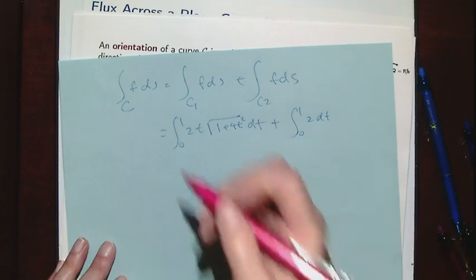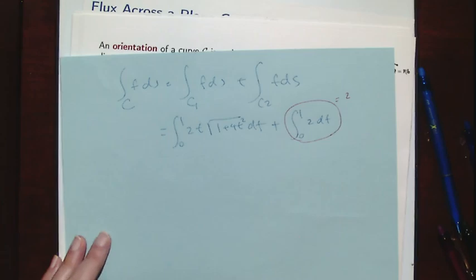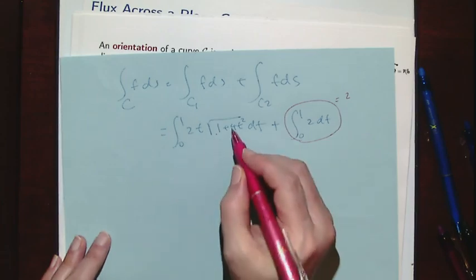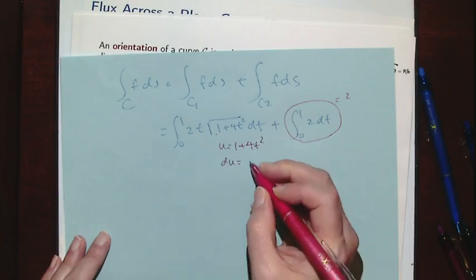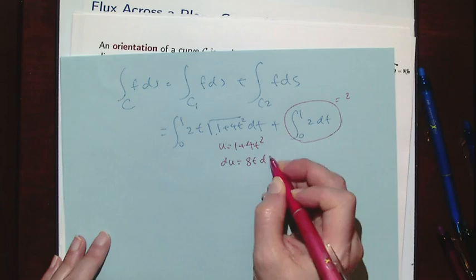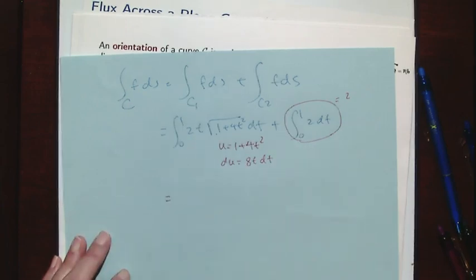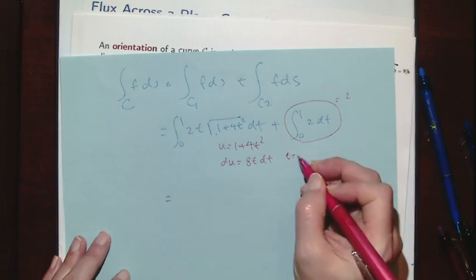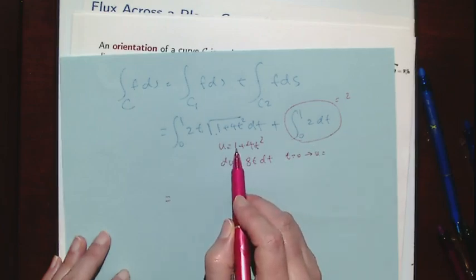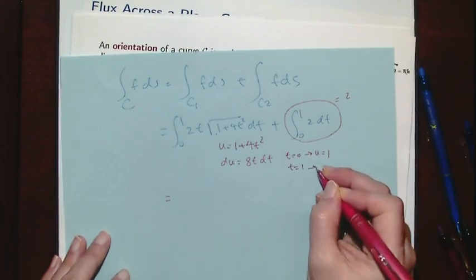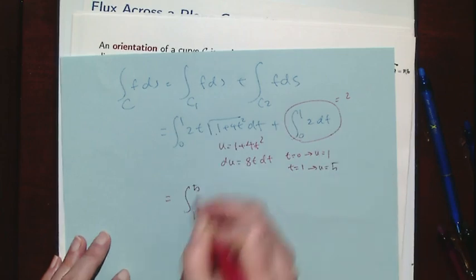So now what do I have? This one is easy to compute. That's just 2. Here, what I need is to have a u substitution, u equals 1 plus 4t squared. Then du is going to be what? 8t dt. Oh, I do have a t in here, right? So if t is equal to 0, what is u? Plug in 0, 1. If t is equal to 1, what is u? 5. So it's going to be integral 1 to 5.